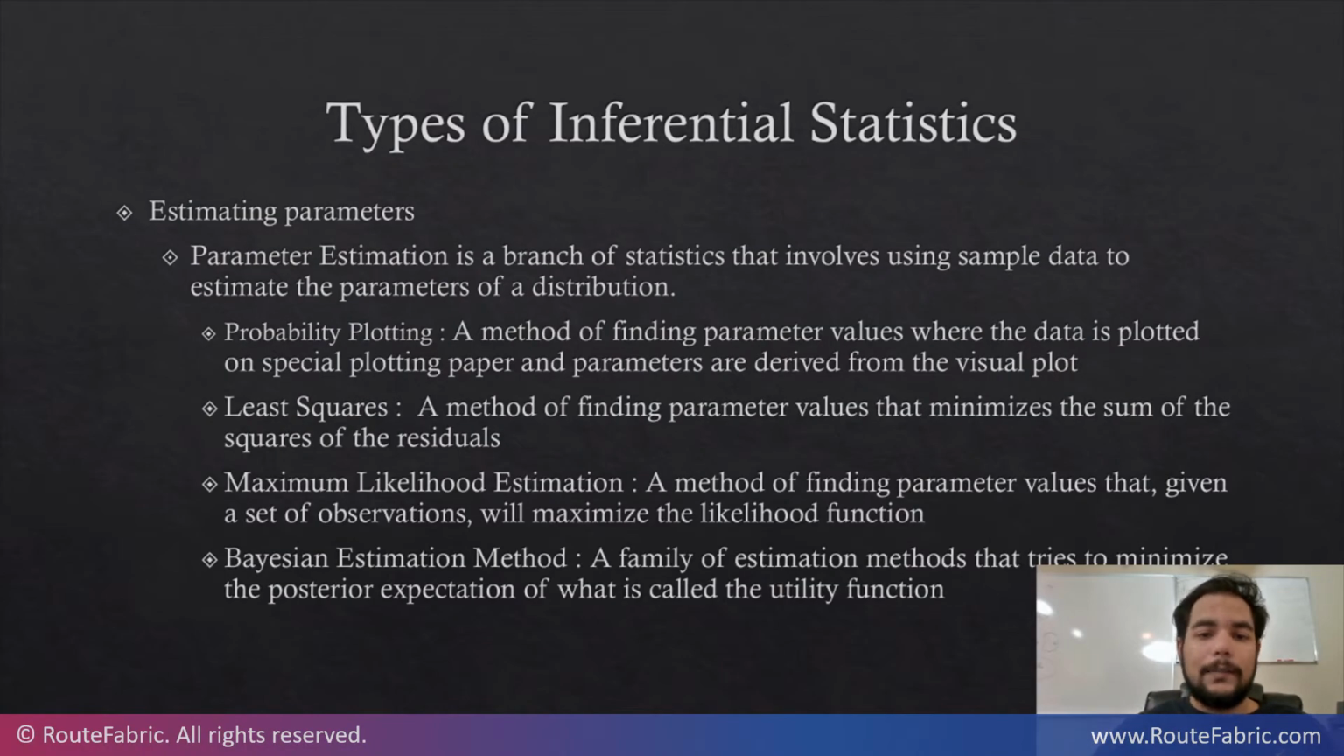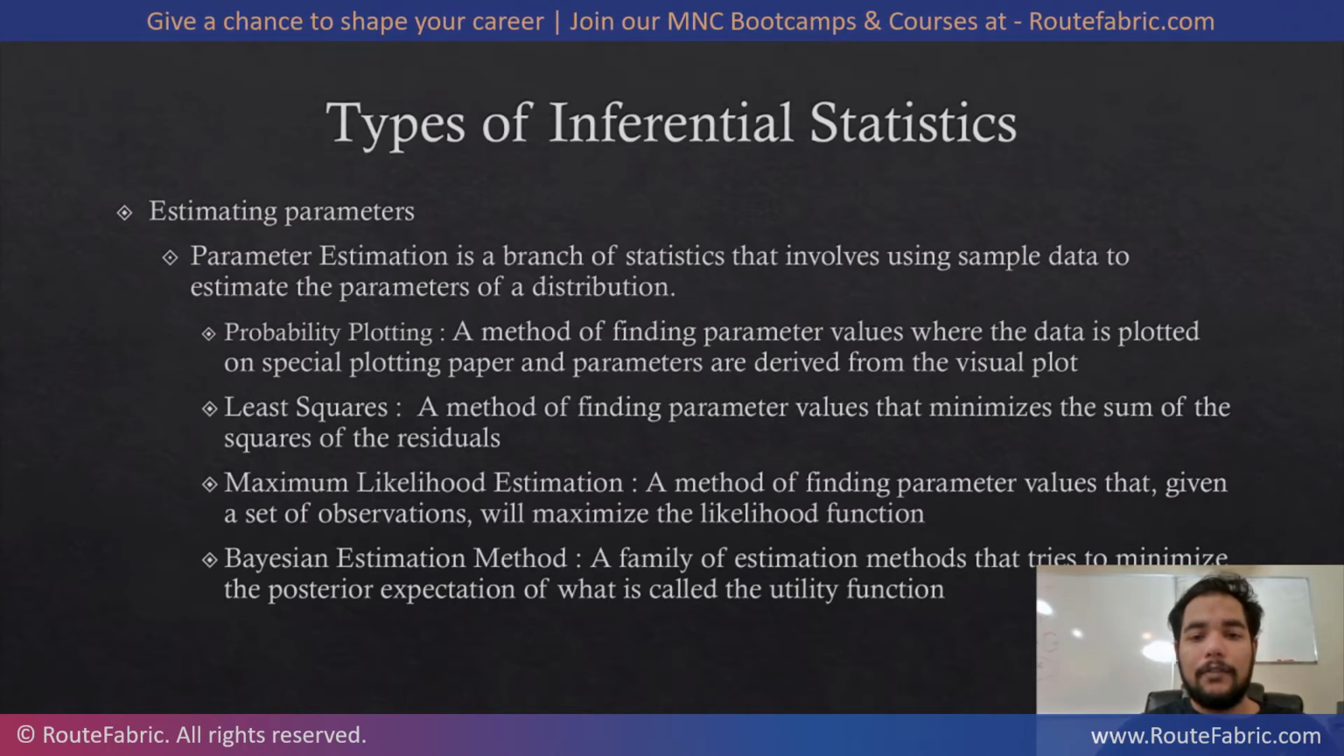There are a couple of types of inferential statistics. The first one is estimating parameters. Estimating parameters is a branch of statistics that allows using sample data to estimate the parameters of a distribution. There are four types of parameter estimation. The first one is probability plotting, a method of finding parameter values where the data is plotted on a special plotting paper and parameters are derived from the visual plot.